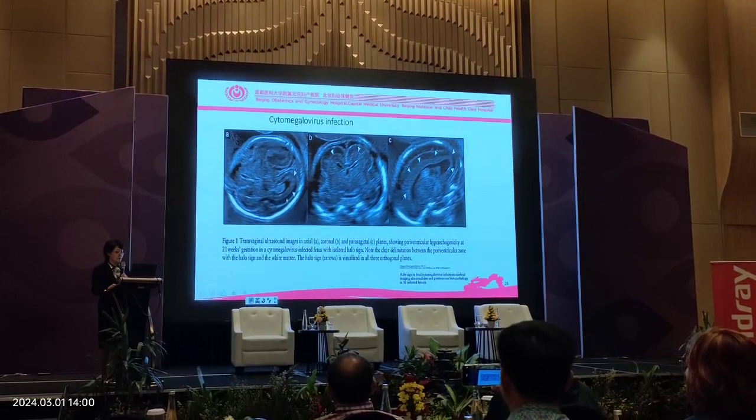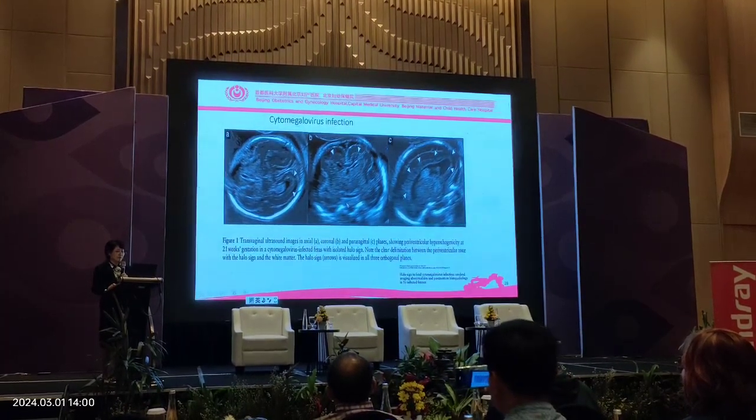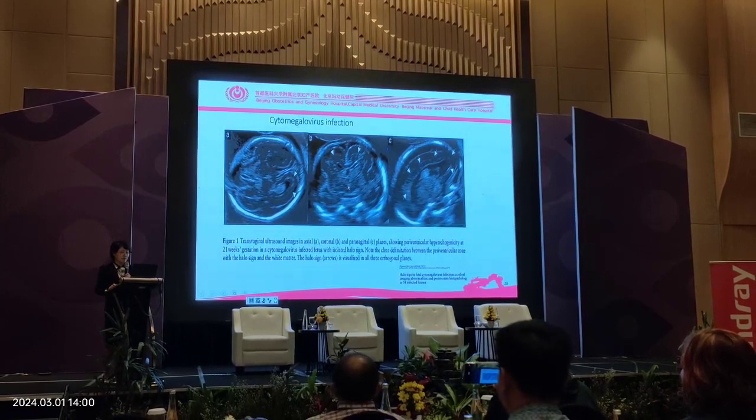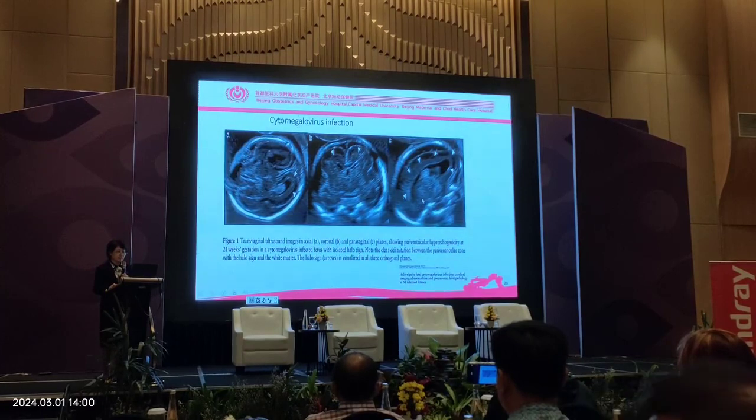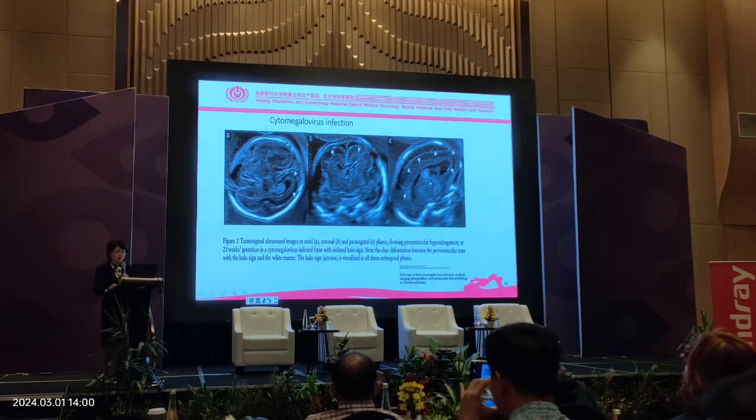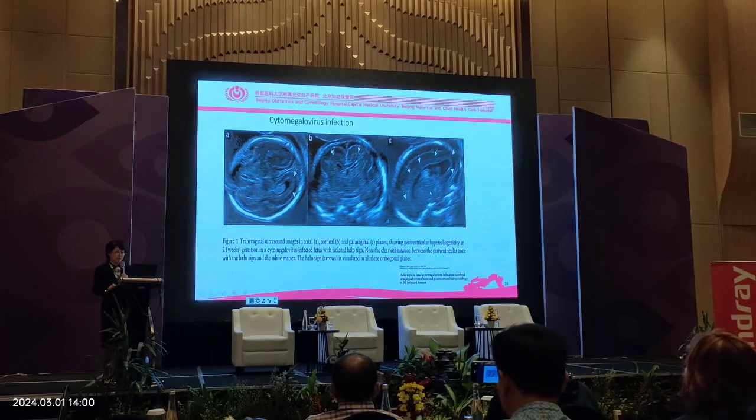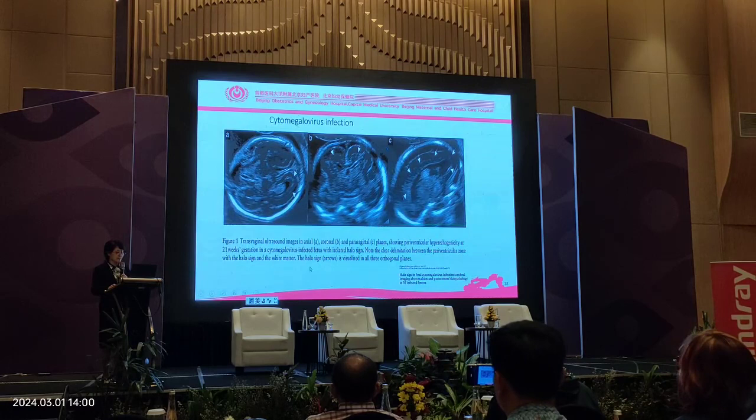This is a transvaginal ultrasound image. This is coronal, and the coronal, the parasagittal. It also shows periventricular hyperechogenicity, and the baby is 21 weeks gestation, and it is a cytomegalovirus infection.